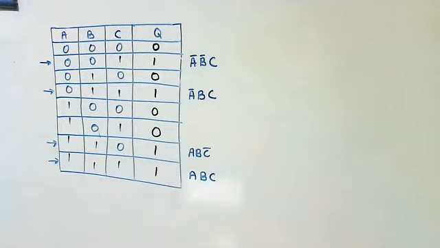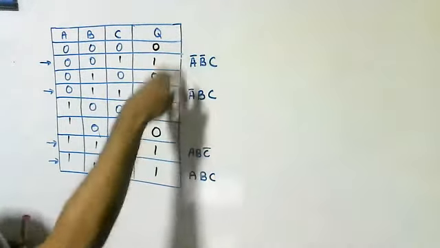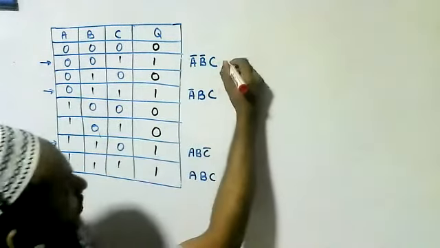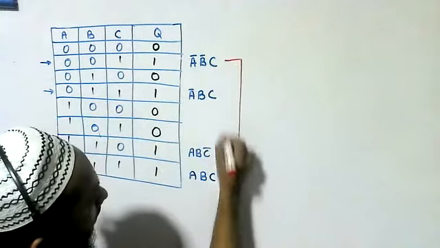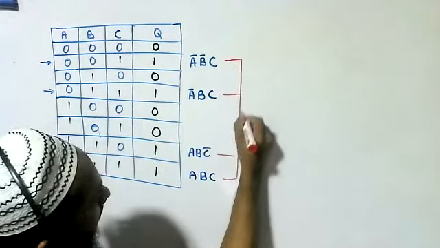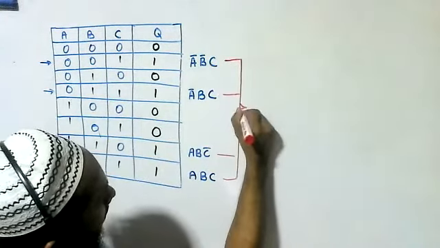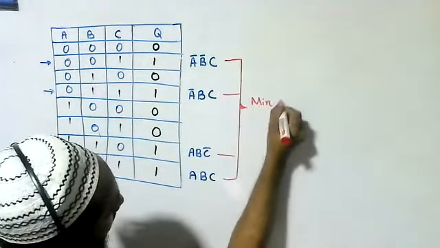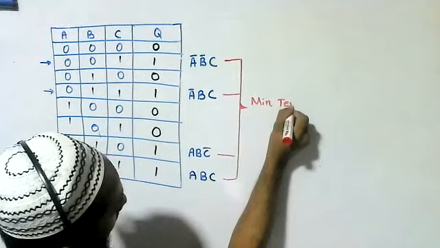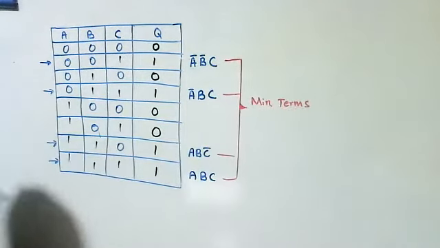So likewise, we can have the min terms. All these are called min terms because whenever the output is 1, we took these. Right. Now I am going to take the max terms.